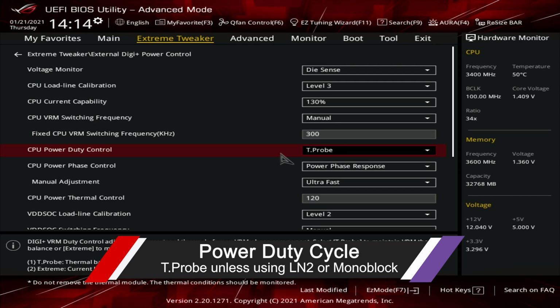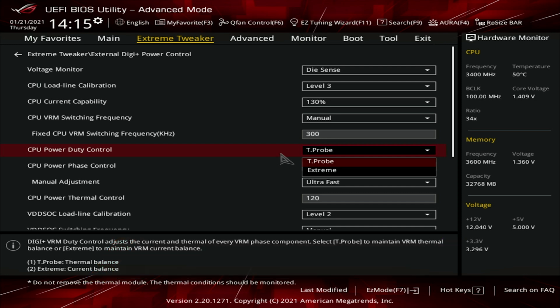Power duty cycle. You have two options. You have extreme or T-probe. What this is essentially saying is, do you want to adjust the power as it is going to your system based off of temperature or based off of current? You want temperature if you are using a standard cooling solution. You want extreme if you're doing something like maybe a monoblock, LN2, that sort of thing. The vast majority of people just choose T-probe.